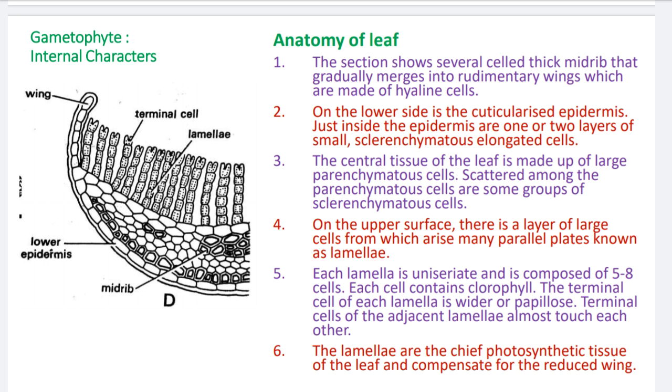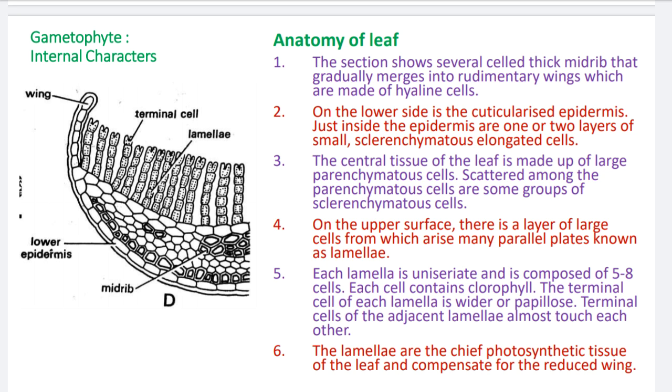The terminal cell of each lamella is wider or papillose. You see in the diagram, the uppermost cell of each lamella is wider. The terminal cells of the adjacent lamellae almost touch each other.